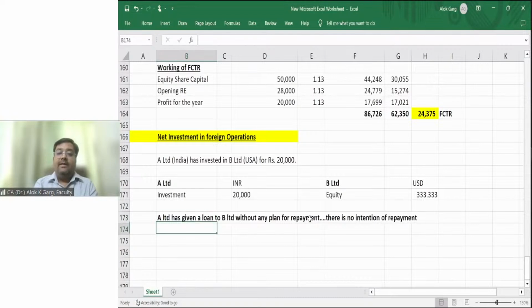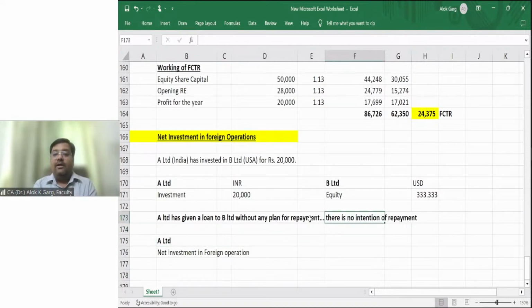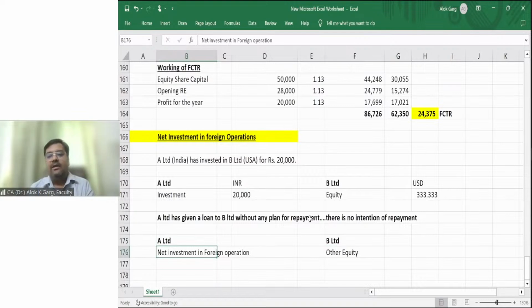In this case, in the books of A Limited, it has to be shown as net investment in foreign operation, like an investment in foreign operations. In the books of B Limited, it will be covered in other equity. It will not be a loan taken. It will not be a liability. In this case, it is not the asset as loan given or loan taken. It is net investment in foreign operations and other equity, right? Is that clear?